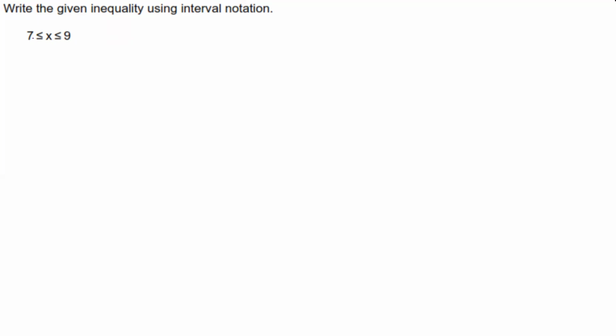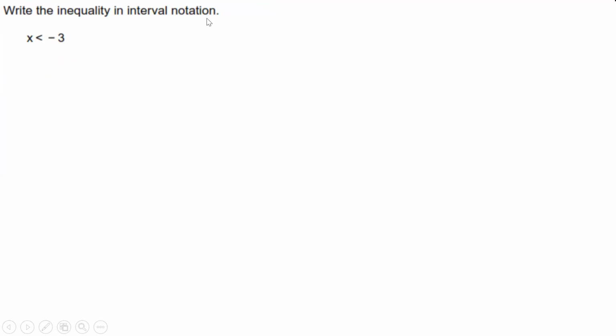So what we have is we're going from 7 up to 9 and we're including both ends. And so with these, that's going to be a bracket. So it's going to be a bracket 7 comma 9. And that's all they really want here. So whenever you have the less than or equal to or greater than or equal to, you're going to have the bracket. If you had strictly less than or strictly greater than, then you'd have parentheses.